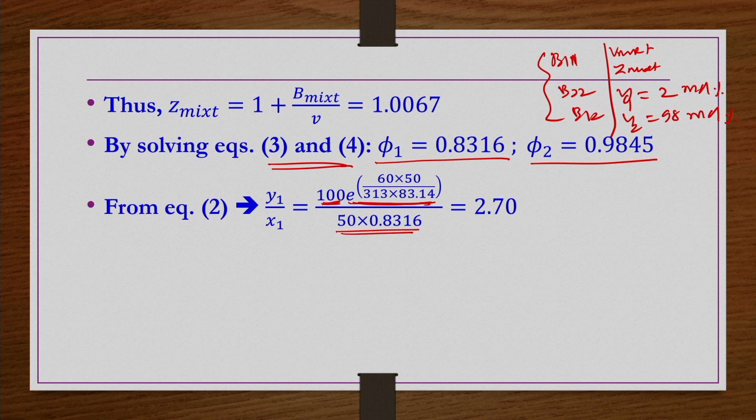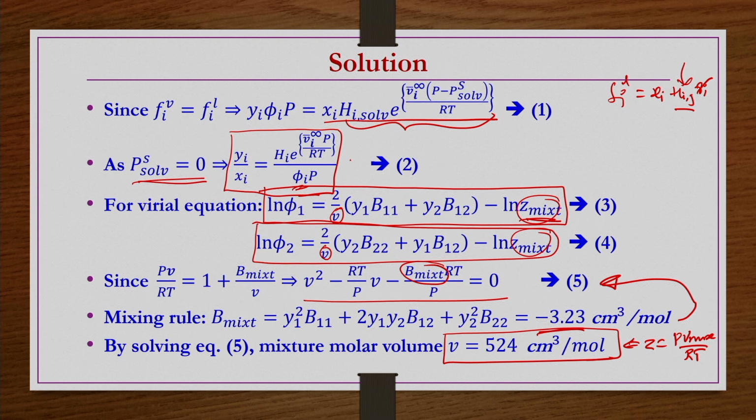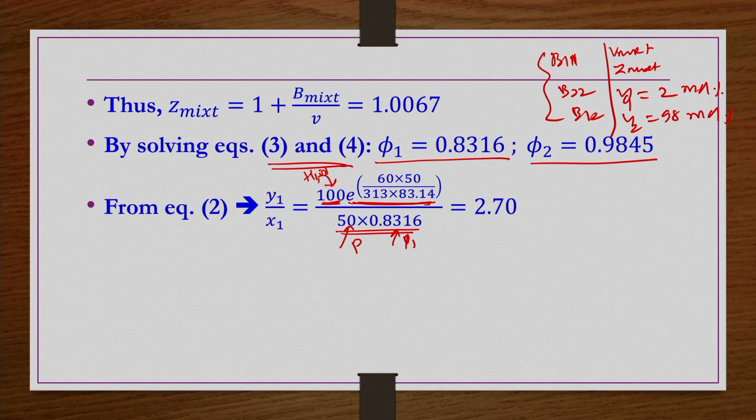this one is the phi 1 P, this is nothing but phi 1, this is nothing but P, and this is nothing but H1 in oil. This is coming from this equation number 2, this equation we are solving.